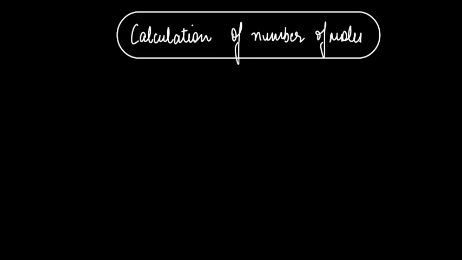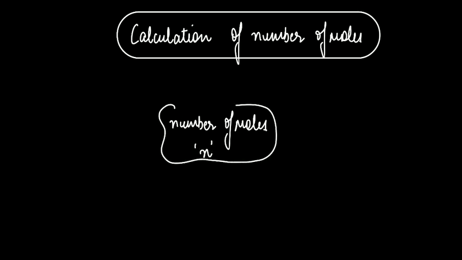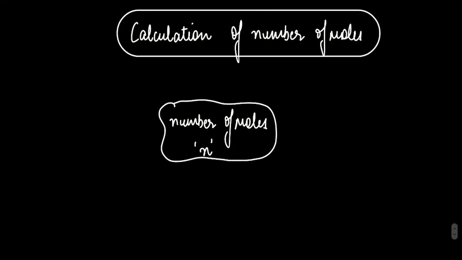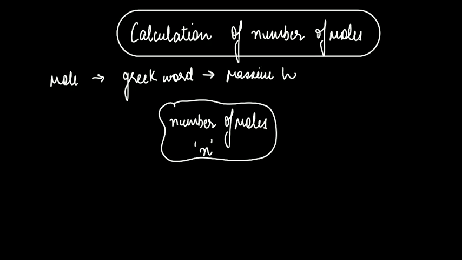So why do we need to calculate these number of moles? Why is it so important? We give the symbol number of moles with a small n. So we'll basically discuss this number of moles, but let's try to understand what mole is. Mole specifically comes from a Greek word and it means massive heap. That means the number we are talking about is quite big.